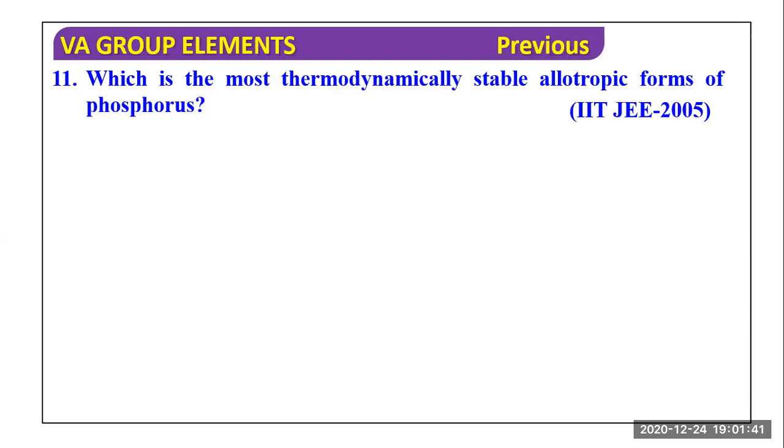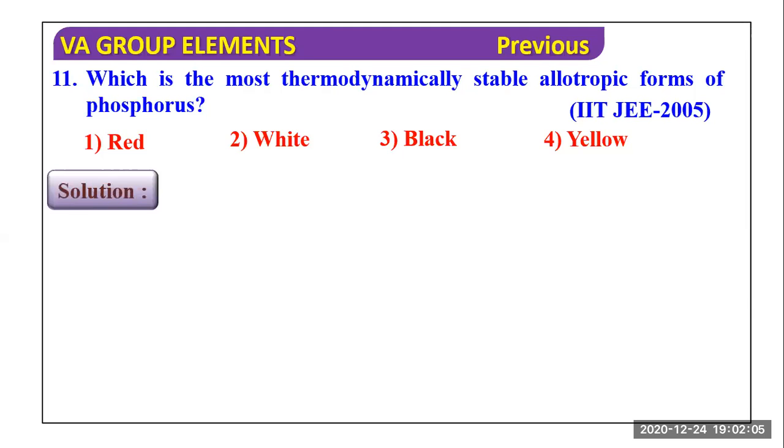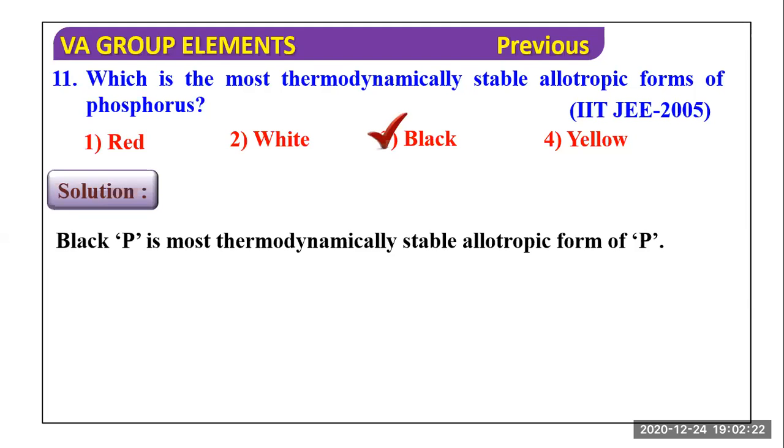Which is the most thermodynamically stable allotropic form of phosphorus? Is it red phosphorus? Is it white phosphorus? Is it black phosphorus? Or is it yellow phosphorus? Which one is the correct answer? It is actually black phosphorus, the most thermodynamically stable allotropic form of phosphorus.